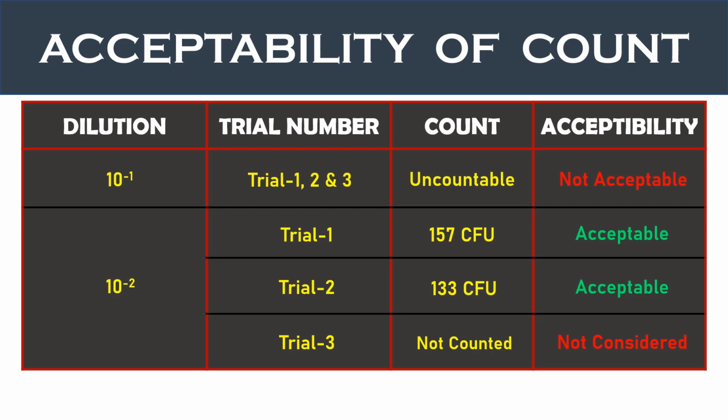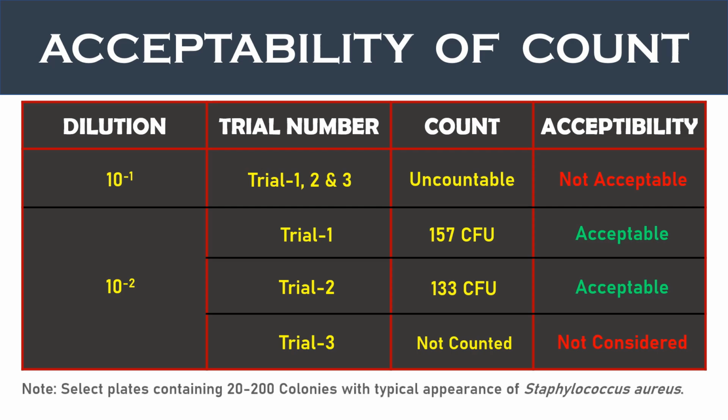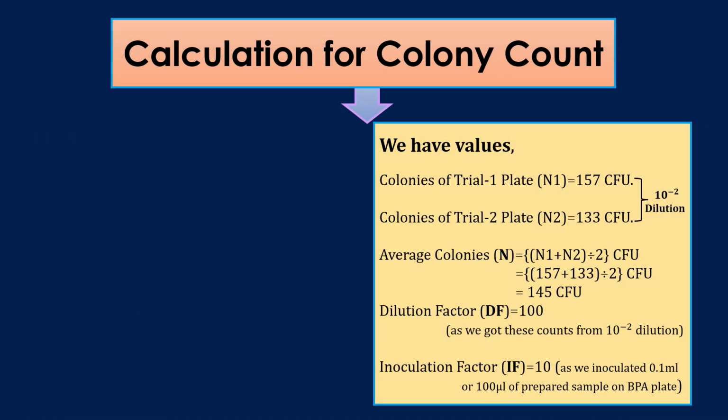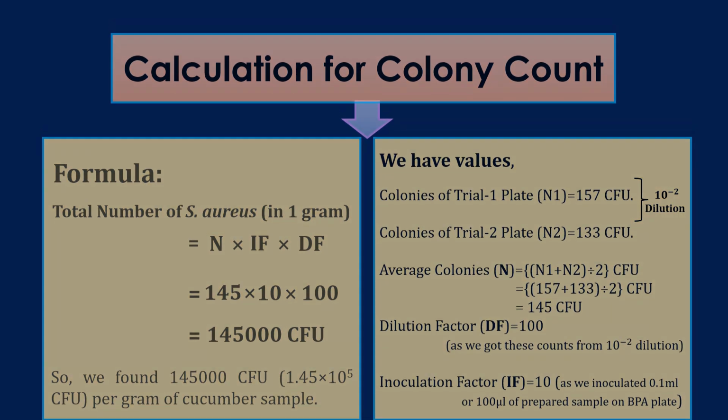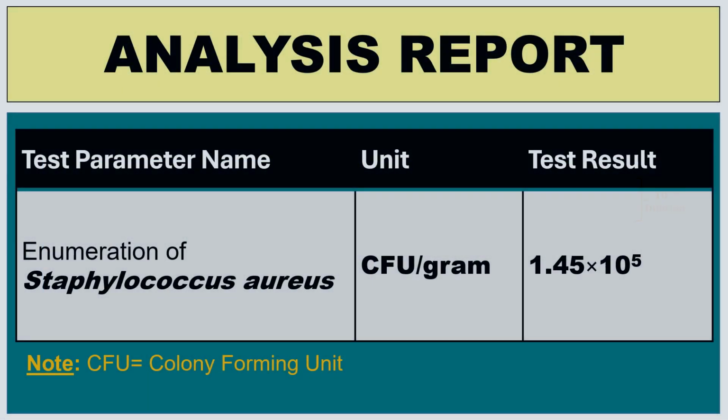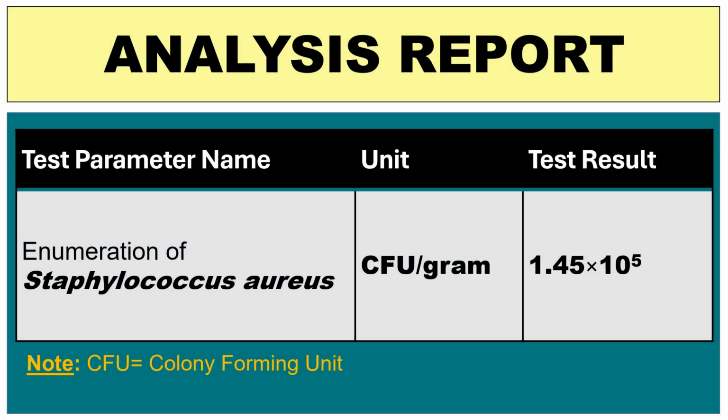It is important to note that, for accurate results, we should always select plates with between 20 and 200 colonies for counting. We will calculate the average colony count from Trial 1 and Trial 2, and then multiply this average by both the dilution factor and the inoculation factor. Based on these calculations, the number of Staphylococcus aureus is determined to be 1.45 times 10 to the power of 5 CFU per gram of sample.